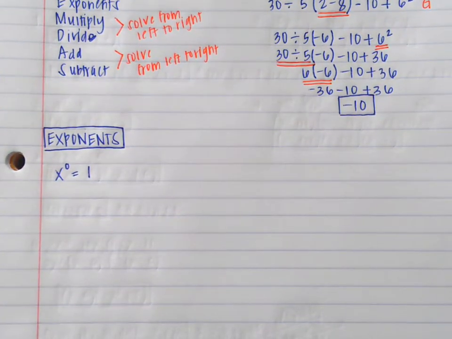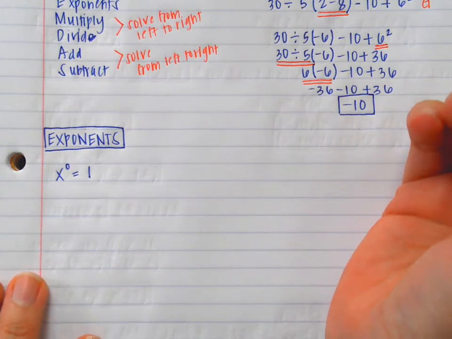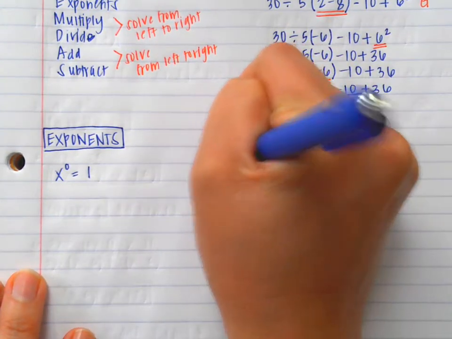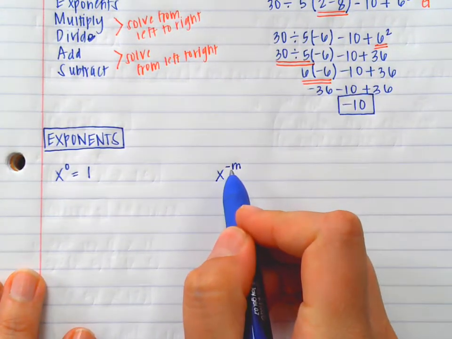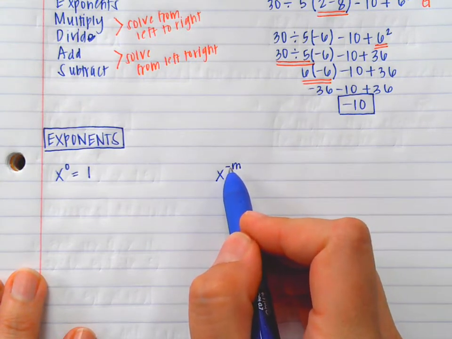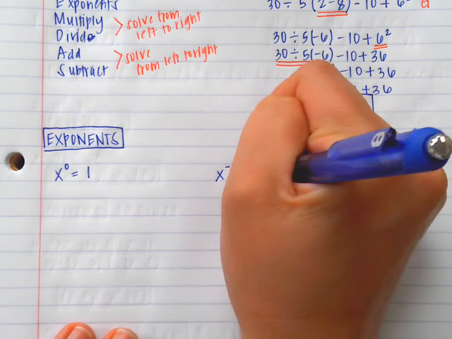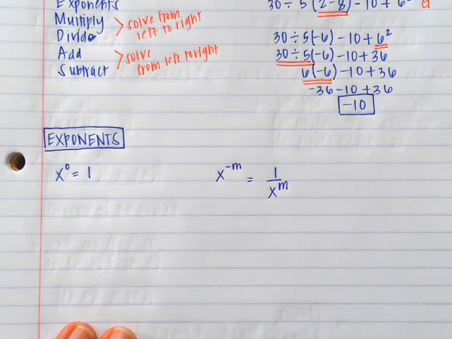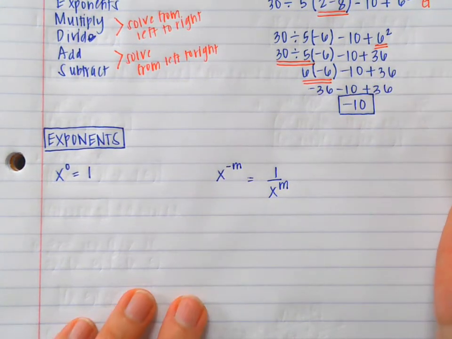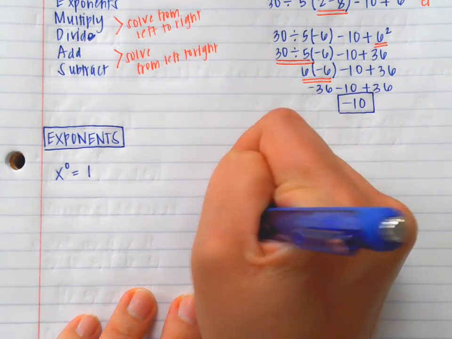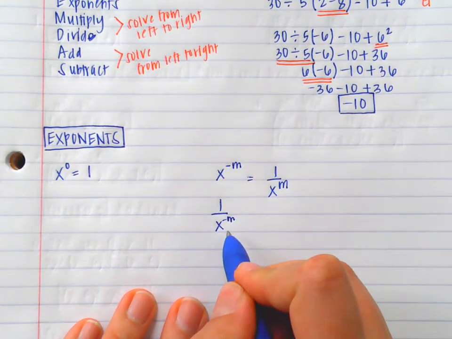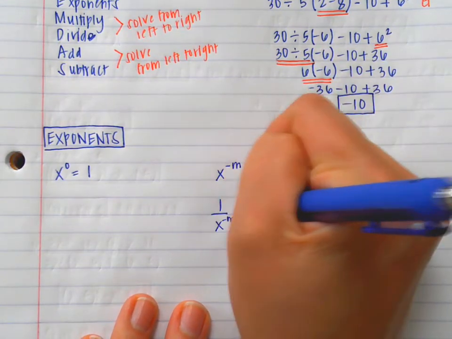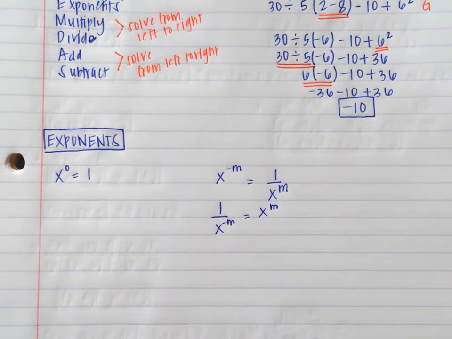Okay, and then what we want to talk about is also if we have a negative exponent. If I have x to the negative m power, to make it positive, we move it to the denominator. So that would become 1 over x to the m power. Now, if I had it the opposite, so let's say I had 1 over x to the negative m power, to make that positive, I would move it to the top, x to the positive m power.